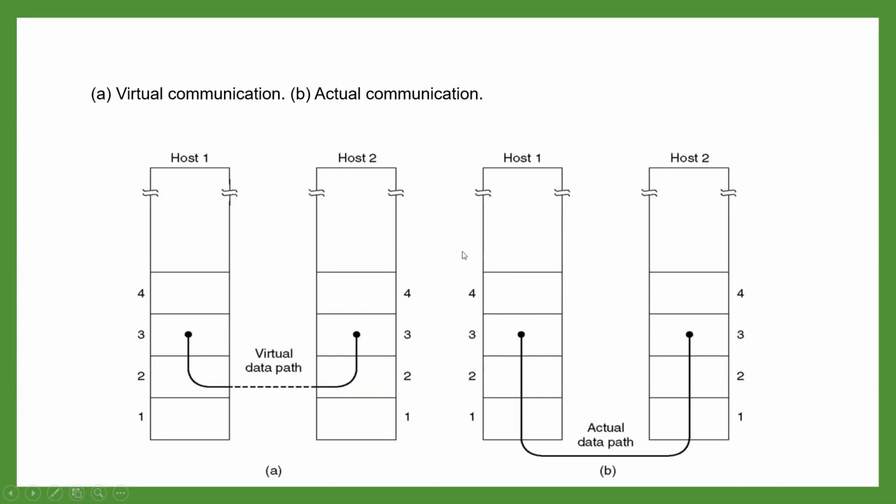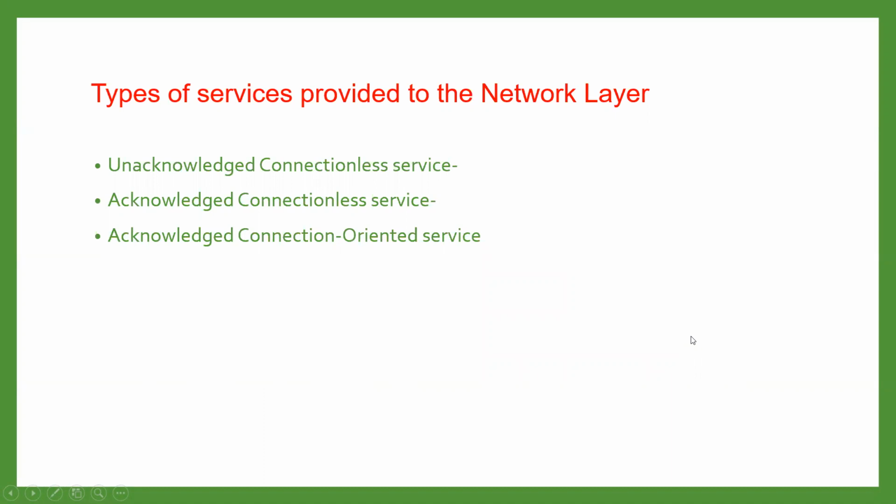If you look at the first diagram, it shows the virtual communication. The data has to be transmitted from this network layer to the receiver's network layer. But if we talk about the actual transmission, it follows a path like this. The second diagram shows the actual path: it takes the data from the network layer, transmits it to the data link layer, then to the physical layer, then through the transmission medium, and it goes back up to the network layer on the receiver side. So this is all about the virtual and the actual transmission of the data link layer.